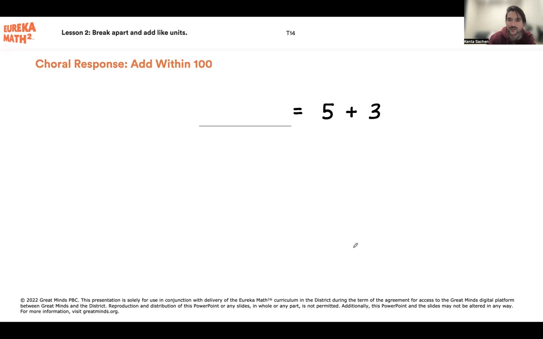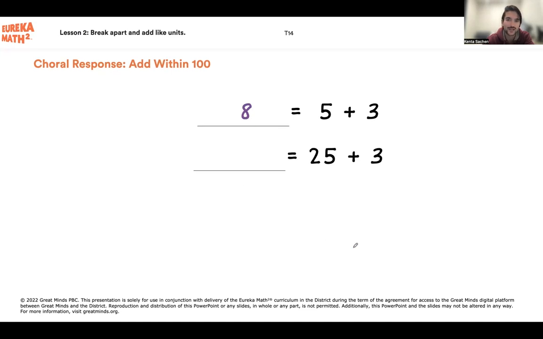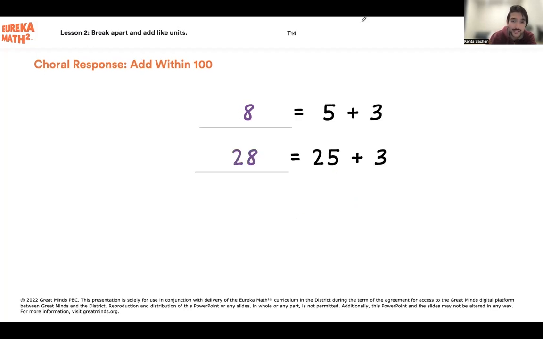39. Great work. Okay, similar problem. 5 plus 3. Isabella, what's 5 plus 3? 8. Awesome. How about 25 plus 3? Right now it's 20 and 5 plus 3. Vanya? Because 5 plus 3 is 8, and add 20 more to make 28.